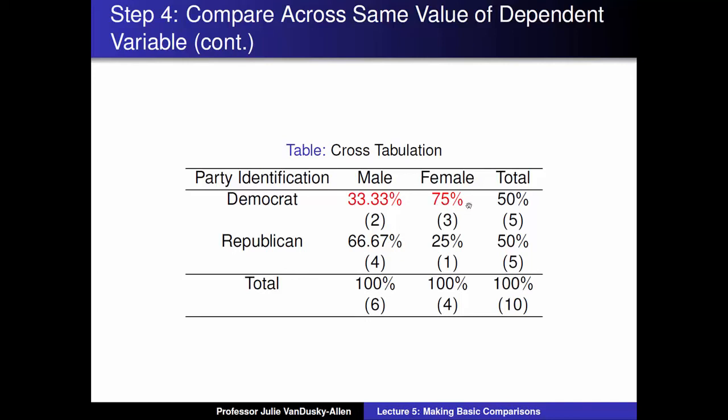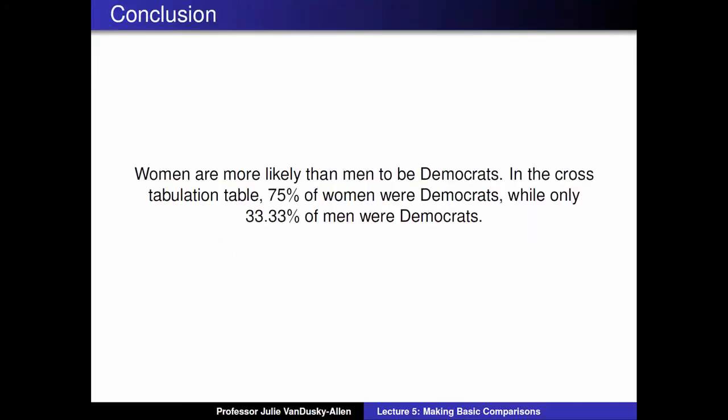75% of women supported Democrats, whereas only 33.33% of men supported Democrats. It does seem as though women are more likely than men to support Democrats. So we can conclude that women are more likely than men to be Democrats. In the cross tabulation table, 75% of women were Democrats, while only 33.33% of men were Democrats.